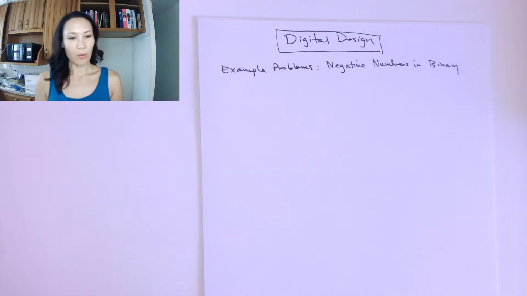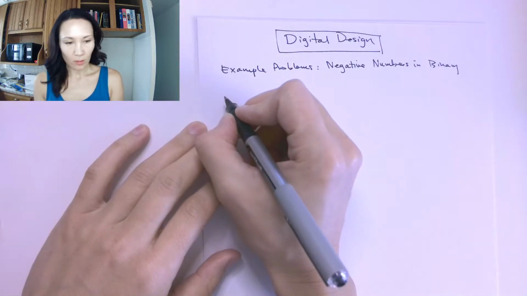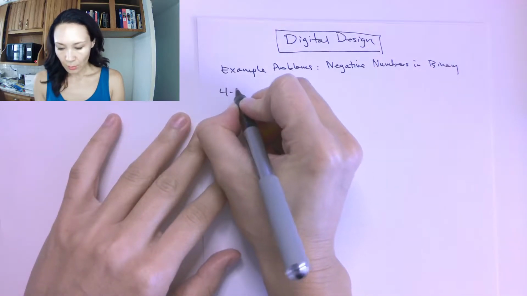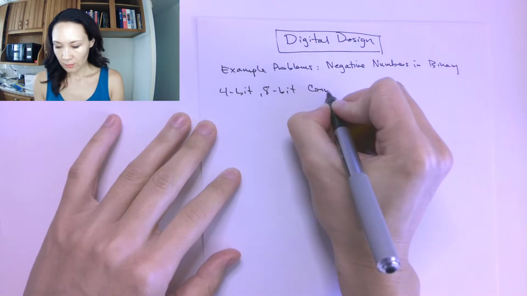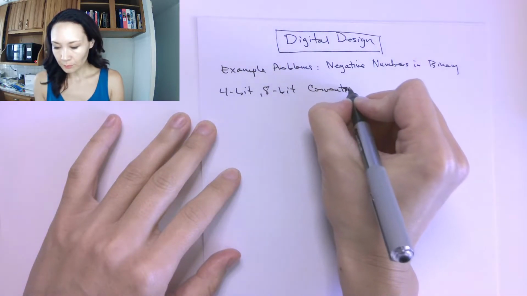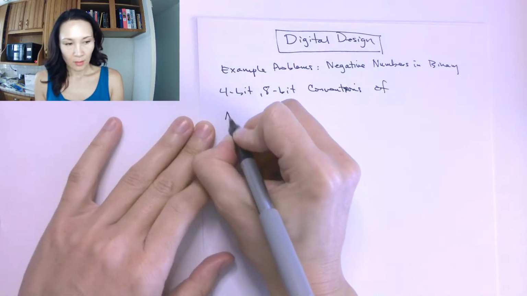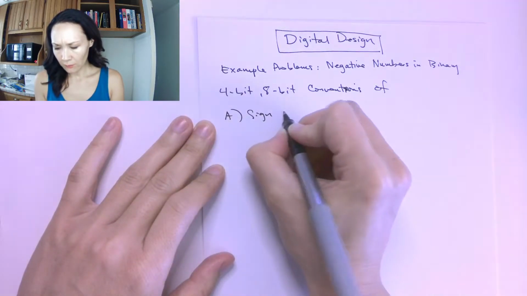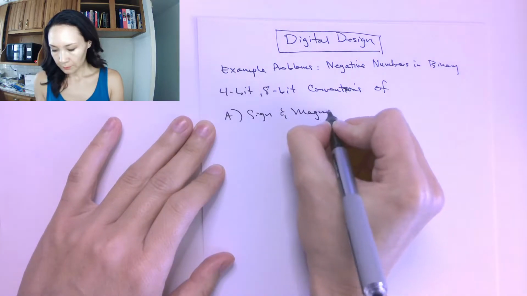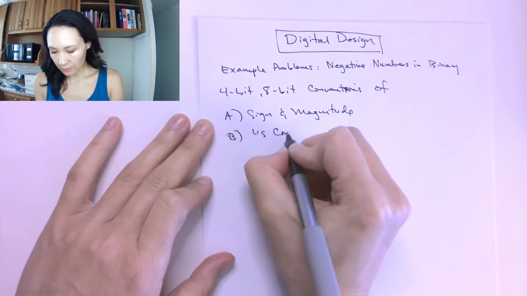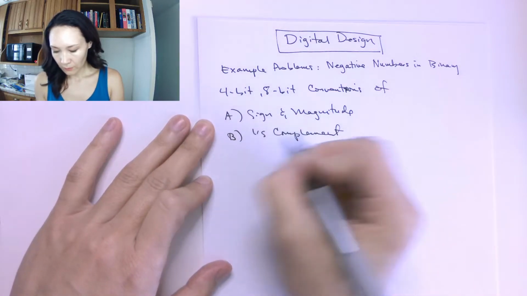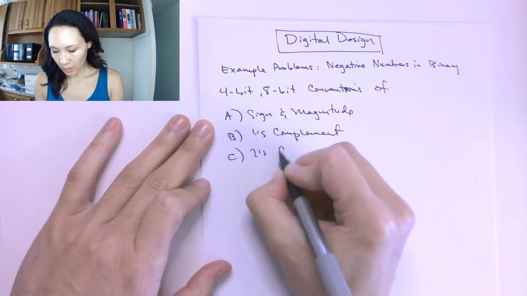Let's see some more practice problems for how to represent negative numbers in binary. So let's do both 4-bit and 8-bit conventions. We'll do the sign and magnitude convention, we'll do ones complement, and twos complement.